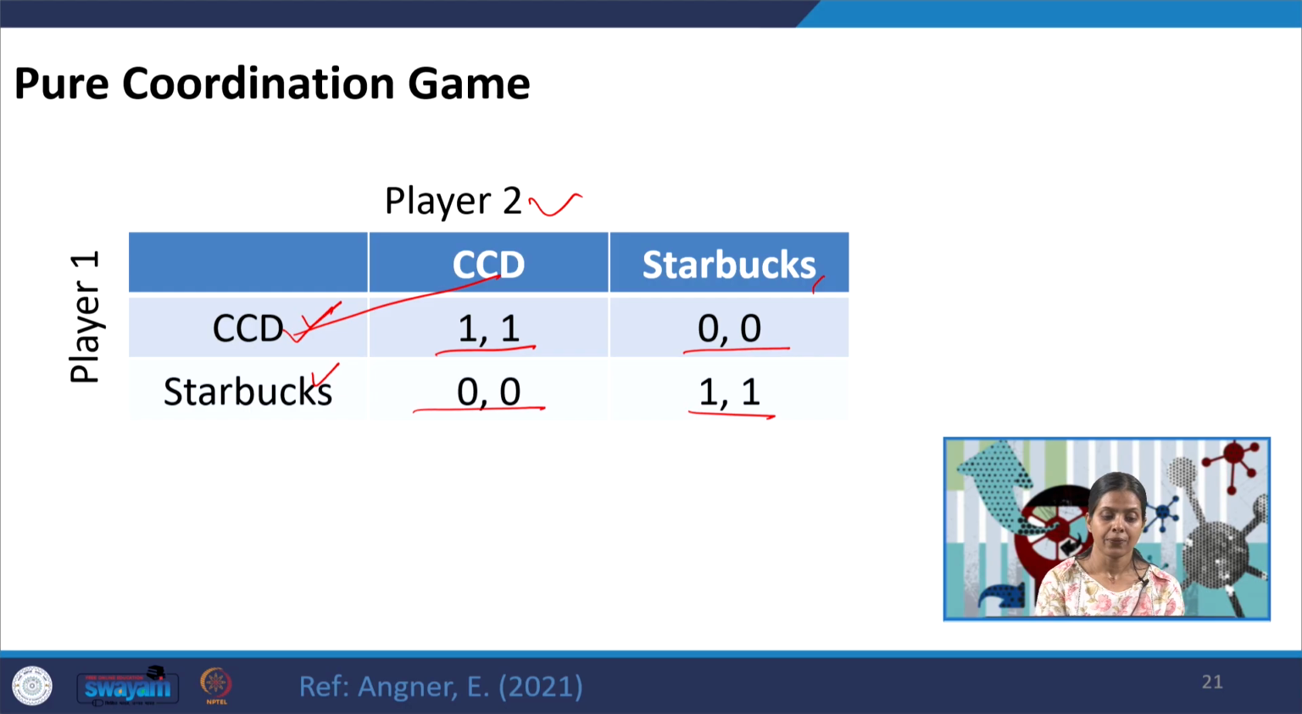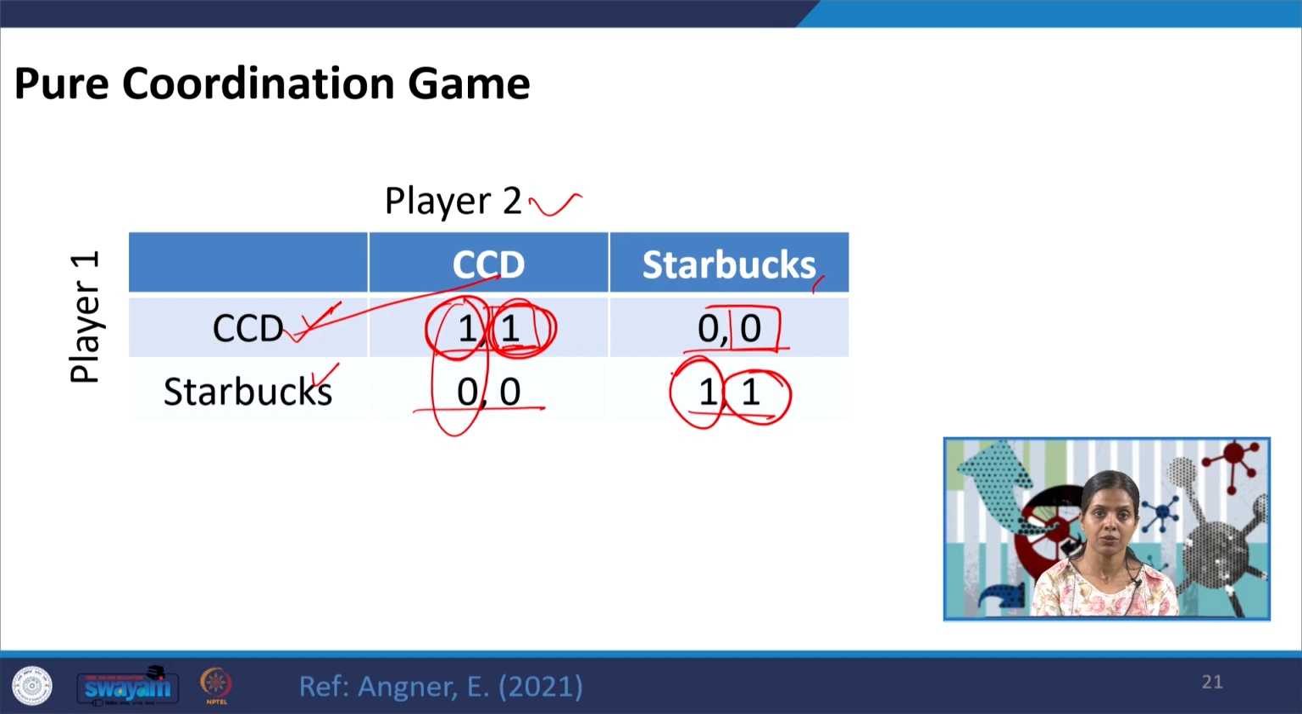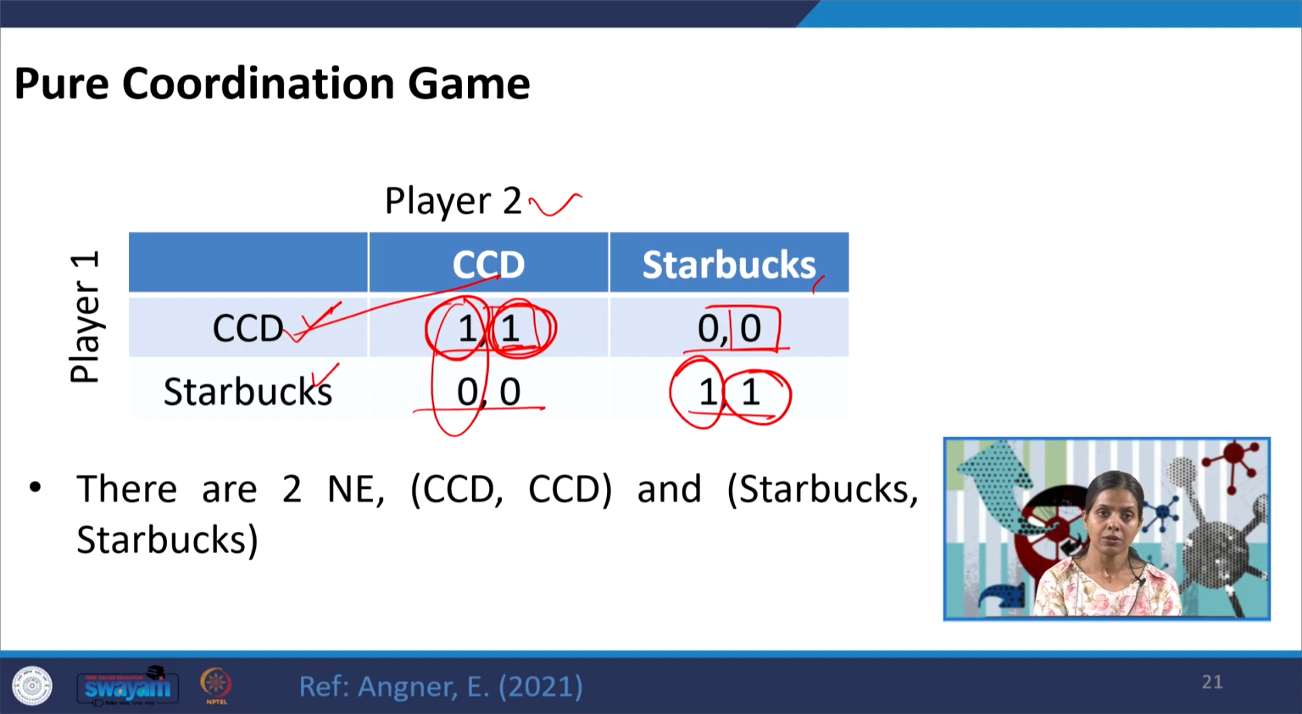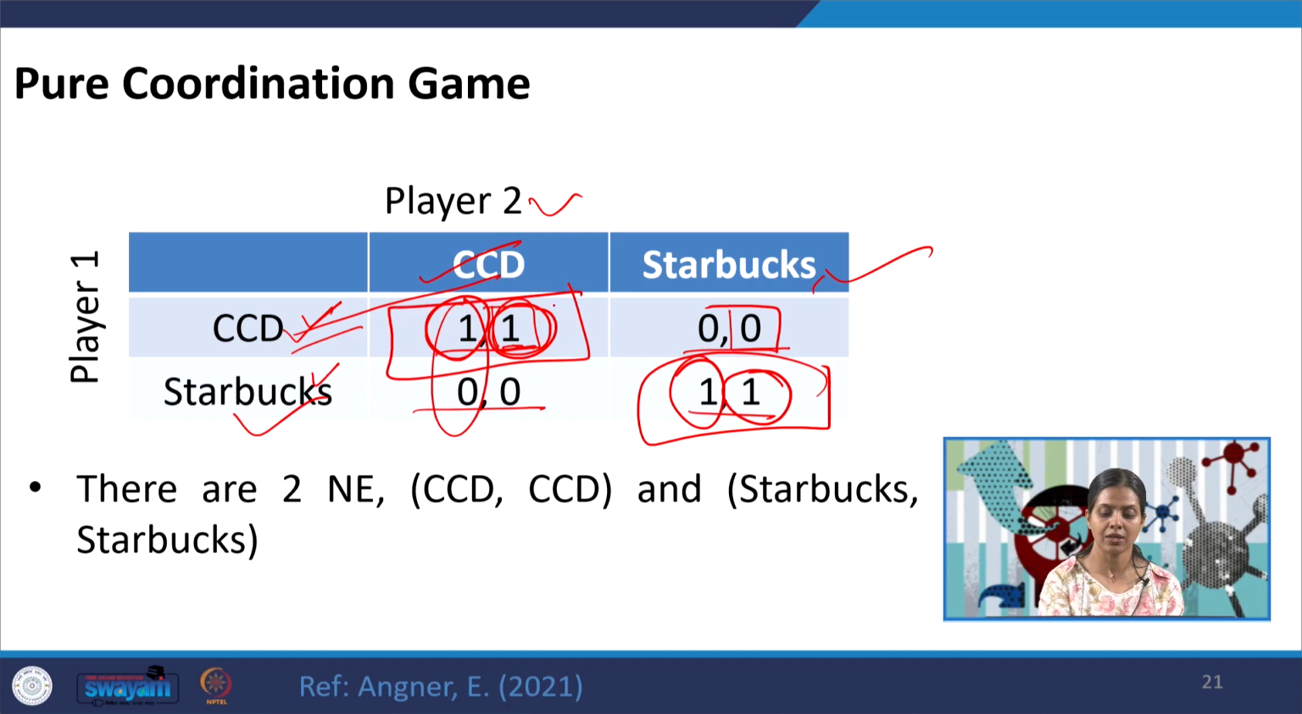When player 1 goes to CCD, I will check the second numbers for player 2. Player 2 is definitely better off going to CCD. When player 1 goes to Starbucks, player 2 is better off going to Starbucks. When player 2 goes to CCD, I check these 2 numbers and player 1 is better off going to CCD. When player 2 goes to Starbucks, player 1 is again better off going to Starbucks. So, there are 2 Nash equilibria, one is CCD, CCD and the other is Starbucks, Starbucks.